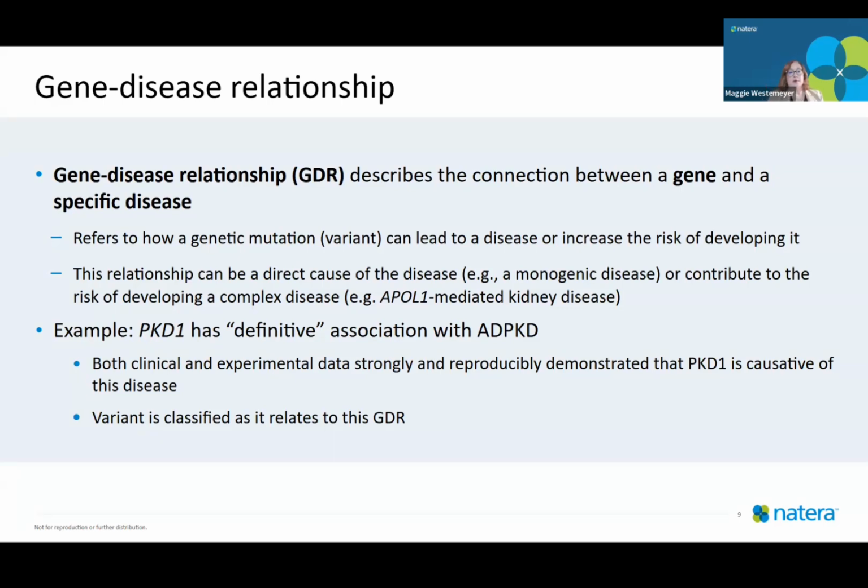So to use a good example, the PKD1 gene, right, we know has a definitive association with ADPKD. Both clinical and experimental data have strongly and reproducibly demonstrated that PKD1 is causative of this disease. The PKD1 gene is causative. So in this case, we have a definitive gene disease association, and that allows us, when we detect variants that have sufficient evidence, then to be classified as pathogenic or likely pathogenic.